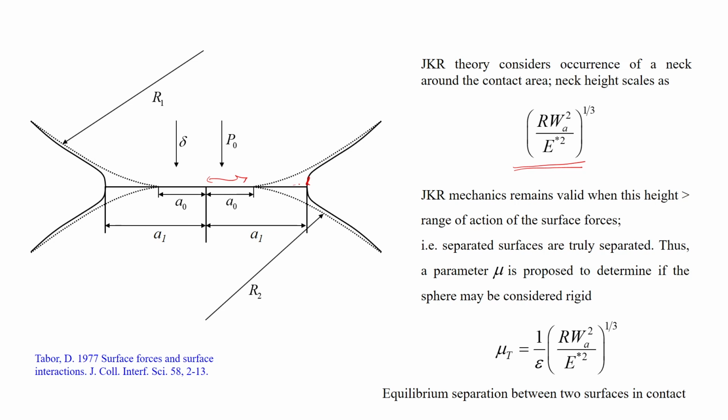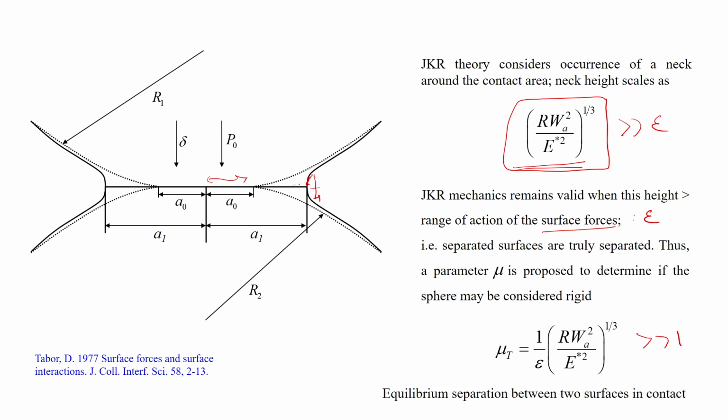So, when this quantity, the scaling of this neck height, becomes larger than the range of action of surface forces, it means the gap between these two surfaces is quite large, larger than the range in which the surface forces can act. That range of surface forces was written as epsilon. So, when this quantity is much greater than epsilon, that means this ratio is much larger than 1, then you have the JKR model that is applicable.